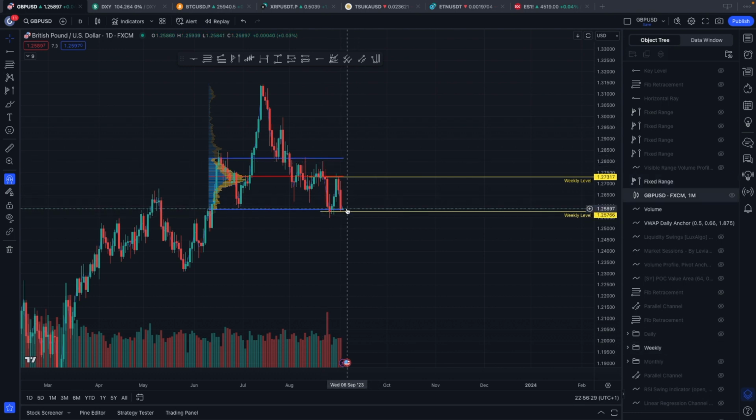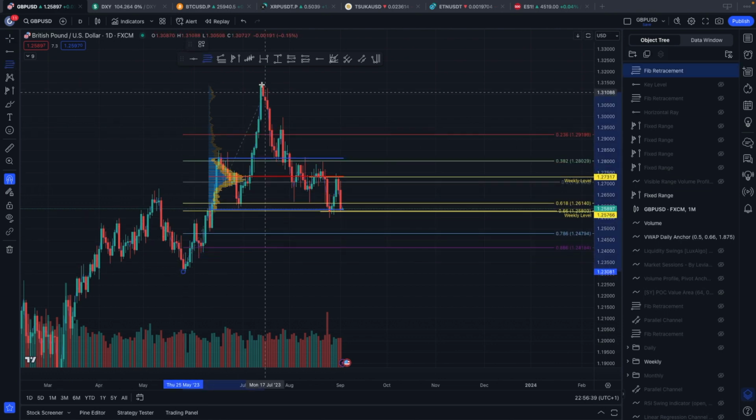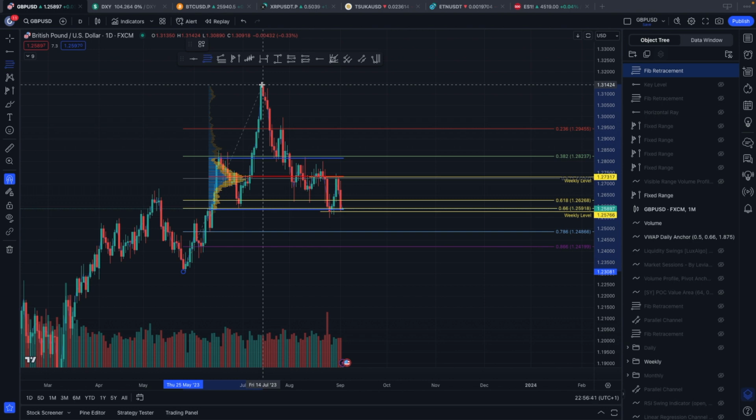So we're at support basically at the moment. We've got the weekly level. Let's see what else we've got. We want to draw a replacement from there. Yeah, we'll look at that. We've got the 0.66 level, which is there. We've got the weekly, we've got that. So we've got 3 levels of support.